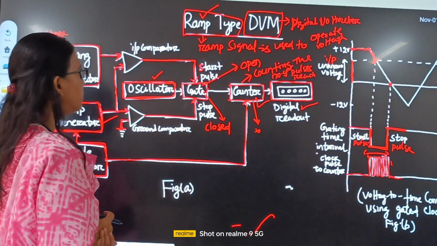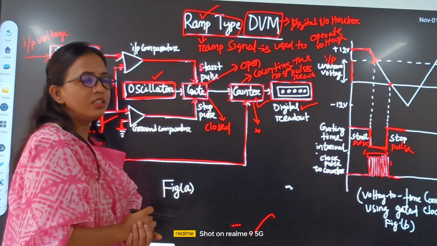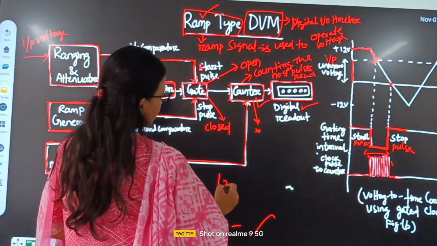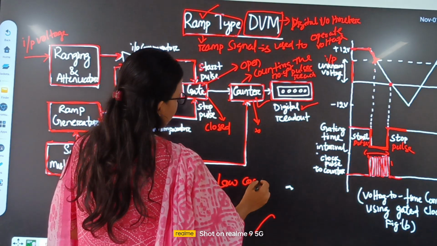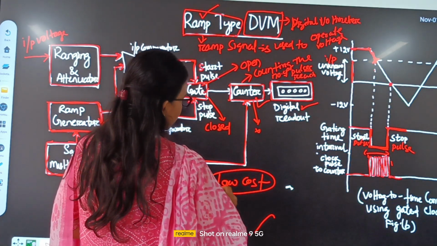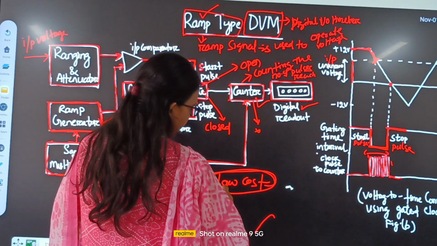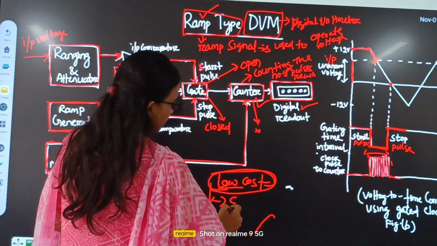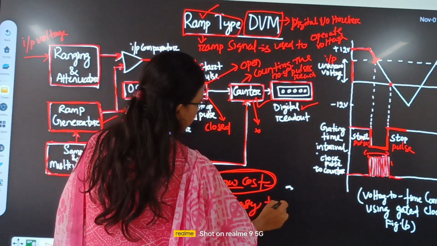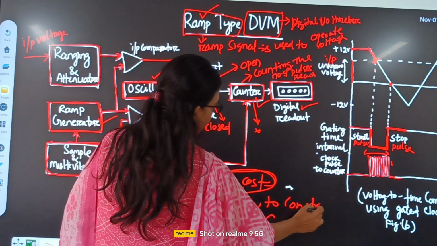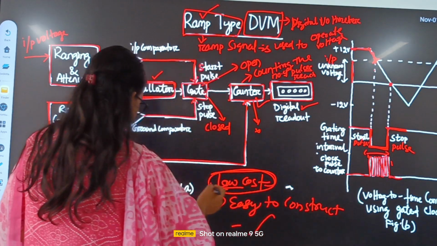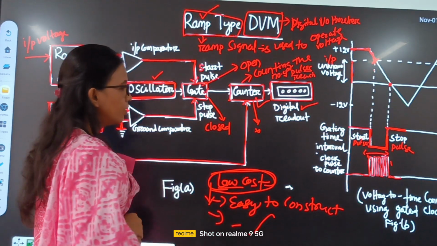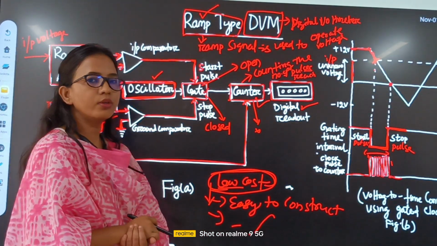The advantage of using the ramp type DVM is that it is easy to construct and has a low cost. So this is all about the ramp type DVM.